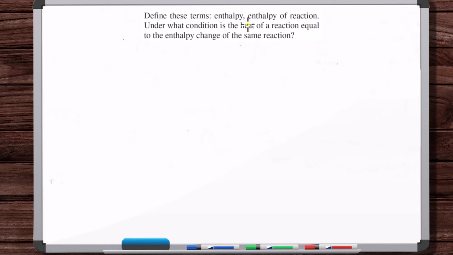Define these terms, enthalpy and enthalpy of reaction. So enthalpy is defined as U plus PV: the internal energy at some moment plus the pressure times the volume at that same moment. The enthalpy of reaction is just the enthalpy change as a result of a chemical reaction, and you can find this by taking the total enthalpy of the products and subtracting the total enthalpy of the reactants. Note that the definition of enthalpy has nothing to do with a constant pressure process or any specific kind of process. This is completely general.